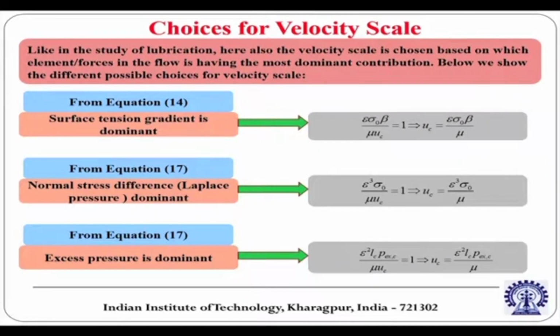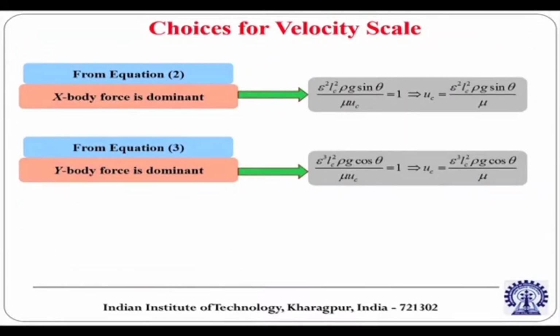Now based on various forcing parameters we ascertained various velocity scales. For example, if surface tension gradient is dominant, then what is the velocity scale? If the normal pressure difference is dominant, then what is the velocity scale? If the excess pressure is dominant, then what is the velocity scale? If the x body force is dominant, what is the velocity scale? If the y body force is dominant, what is the velocity scale?